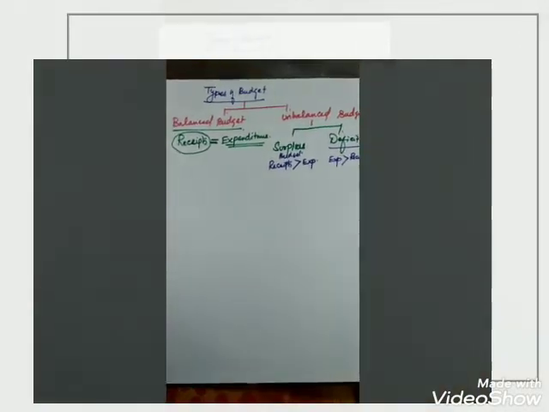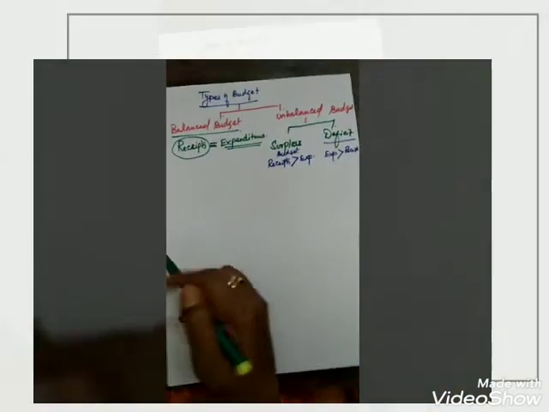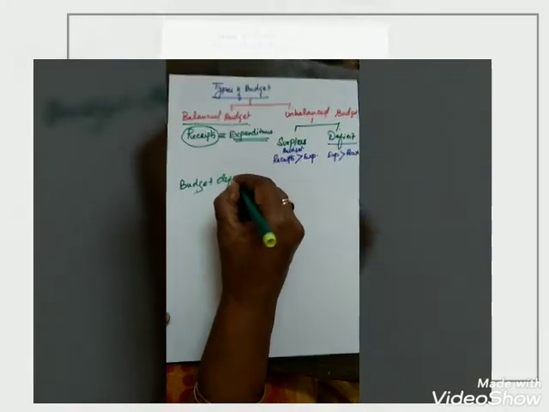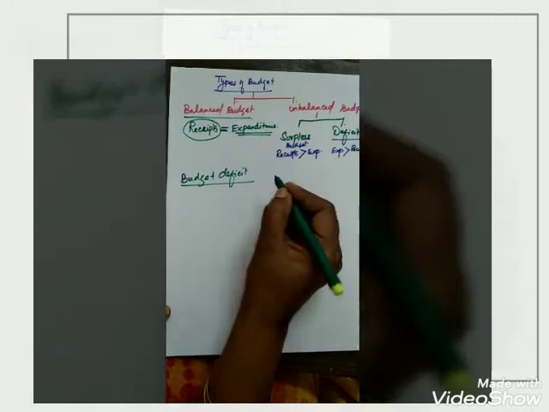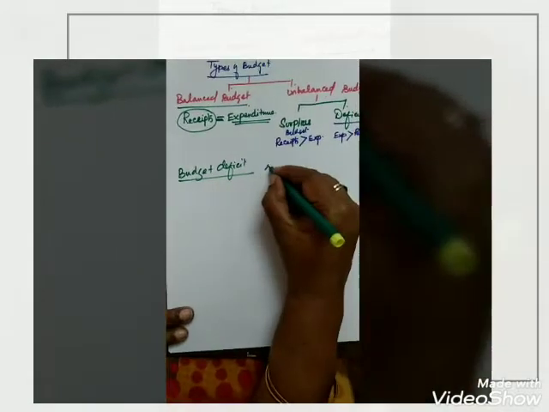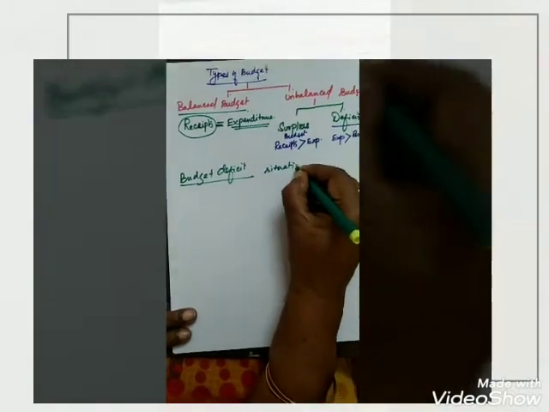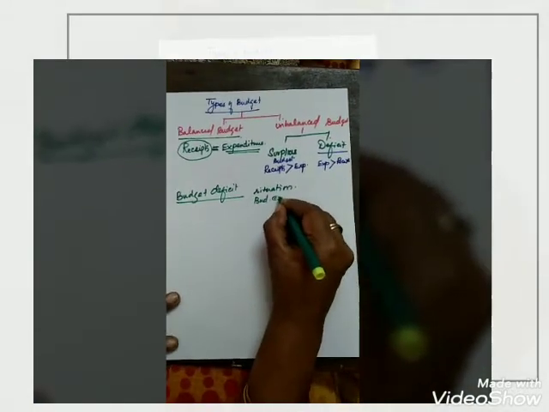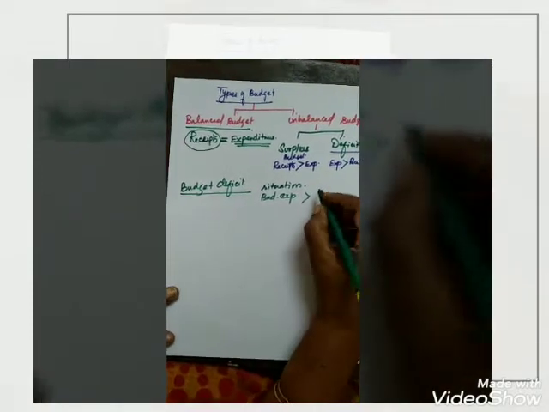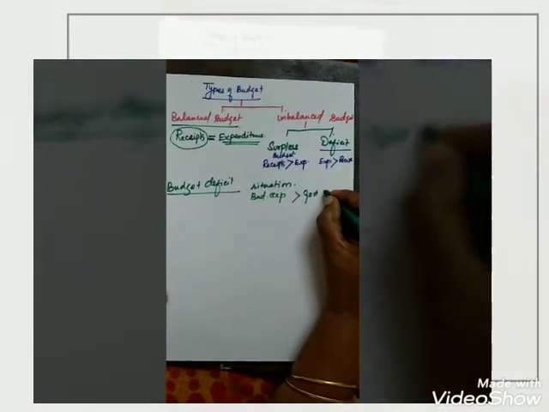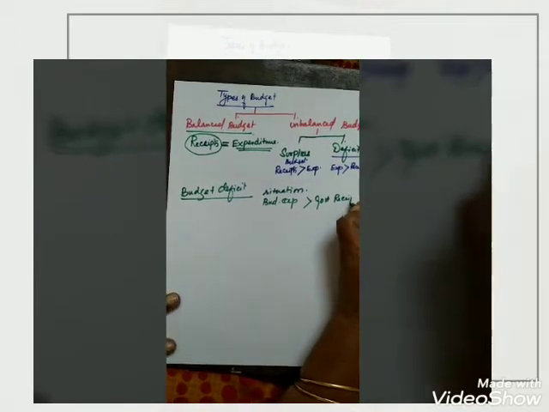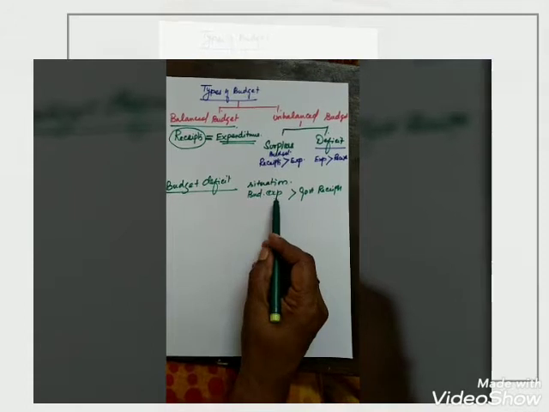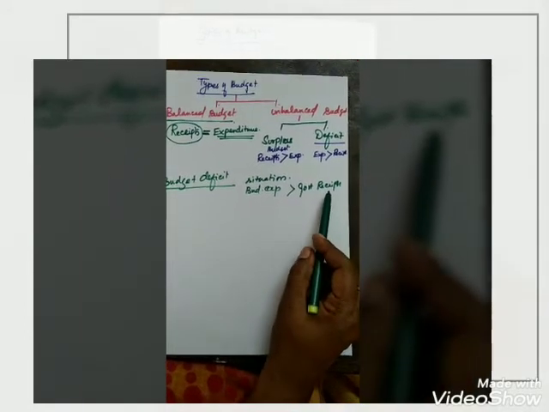Okay, now we are going to see the budget deficit. The meaning, the definition: it is a situation in which the budget expenditure is greater than the government receipts. The same meaning only. The government expenditure is greater than the government receipts.